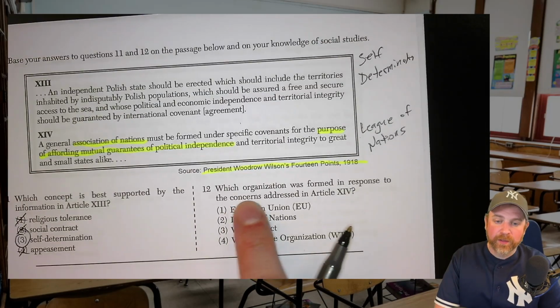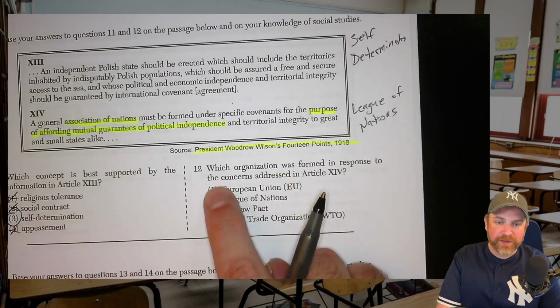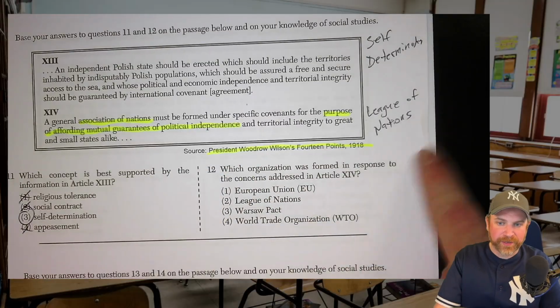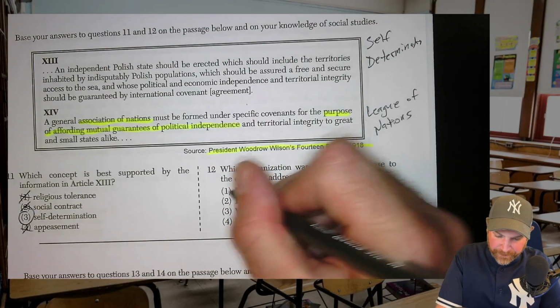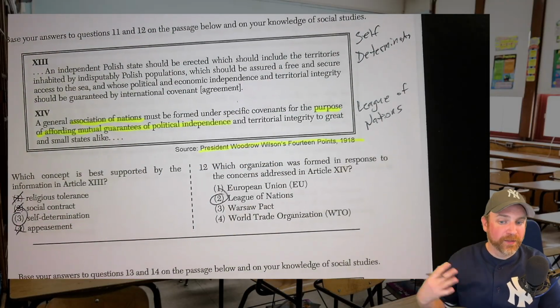Number 12. Which organization was formed in response to the concerns addressed in 14? We already talked about it, right? It's the League of Nations. But let's look at the other ones as well.